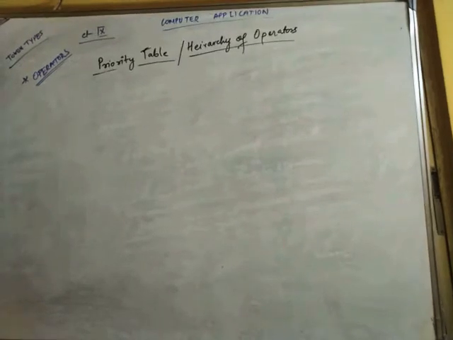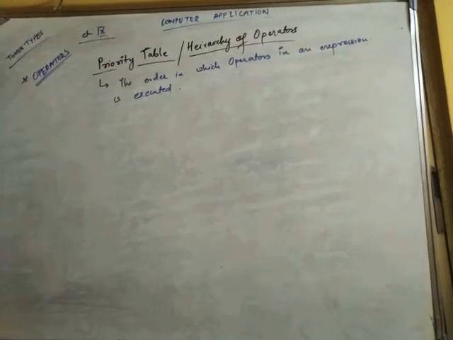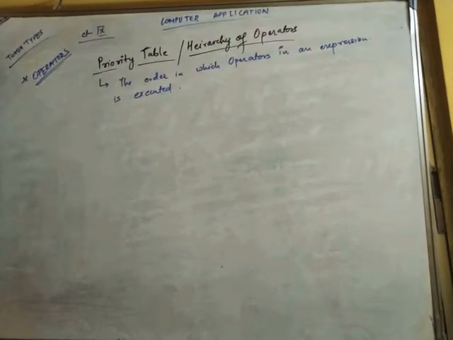Now there is a term related to operators, that is the priority table. The next topic we are discussing is the priority table. It is also called the hierarchy of operators. So what is the priority table? The definition of the priority table is the order in which the operators in an expression are executed. The order in which the operators in an expression are executed is called the priority table or the hierarchy of operators.